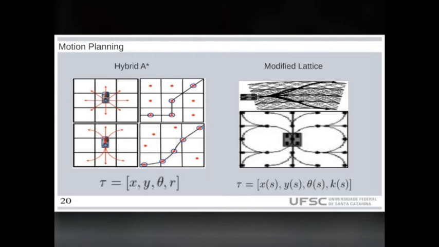As I said, the planners are specific to the geometry of the robot. There does not exist a universal planner that works for all the robots, for all scenarios, and so on. This is how it happens.